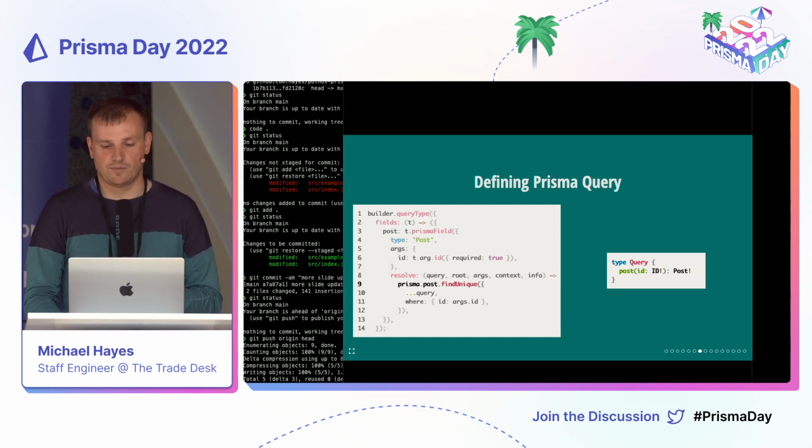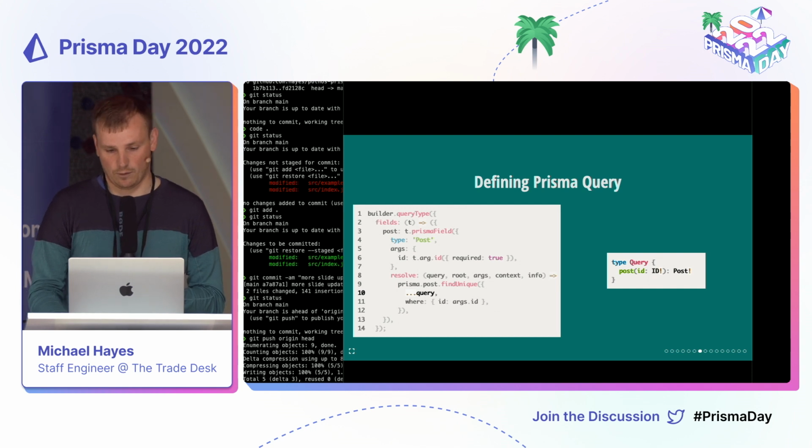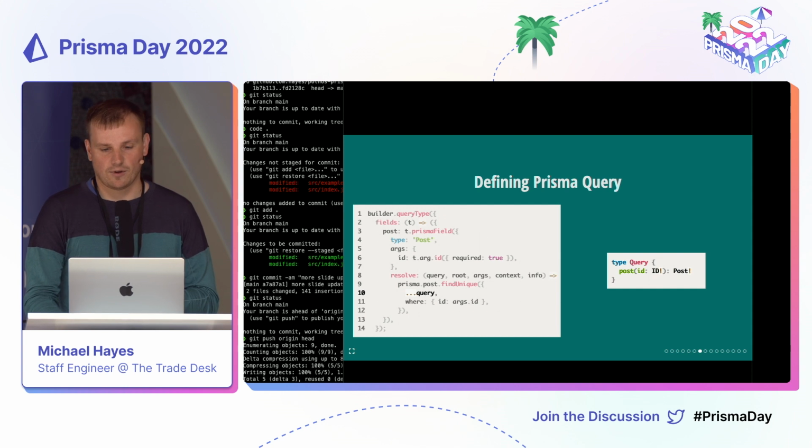And so here we use Prisma post find unique, which is just an easy way to get a specific post. And then in our where clause, we pass in the ID that was passed in through the arguments. And then finally, there's this query thing we're spreading here. And this is where the Pothos plugin starts getting pretty interesting.